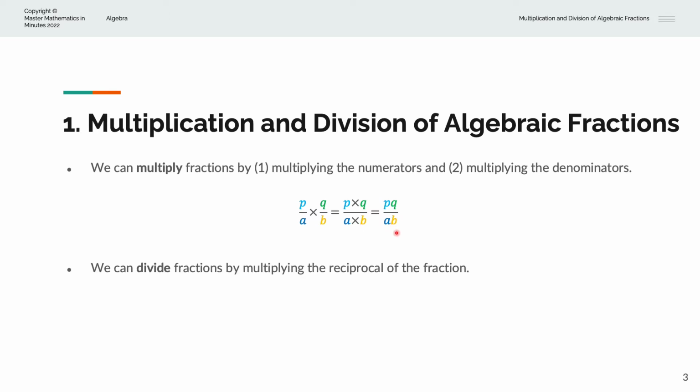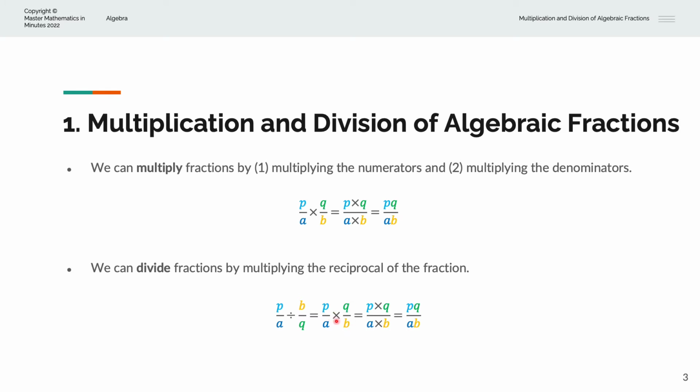And we can divide fractions by multiplying by the reciprocal of the fraction. So for P over A divided by B over Q, we'll carry the first fraction across and that becomes P over A, and we'll swap the divide sign for the multiplication sign, and we'll take the reciprocal of the second fraction. So B over Q now becomes Q over B. To take the reciprocal of a fraction means to swap the numerator and denominator respectively.